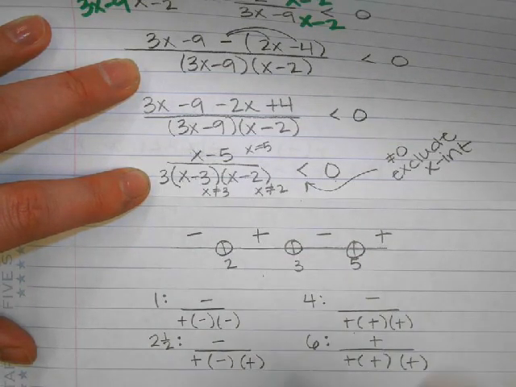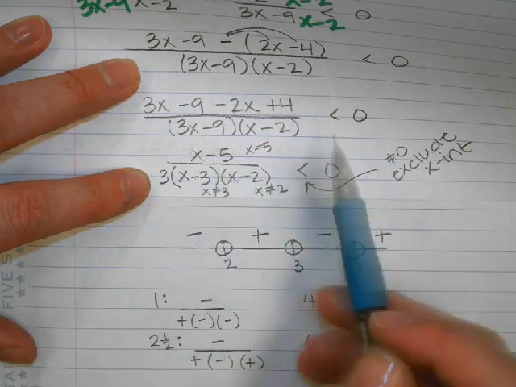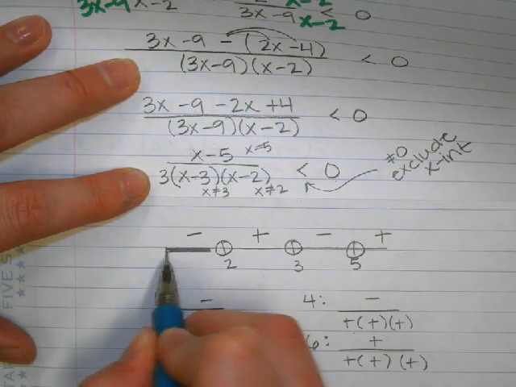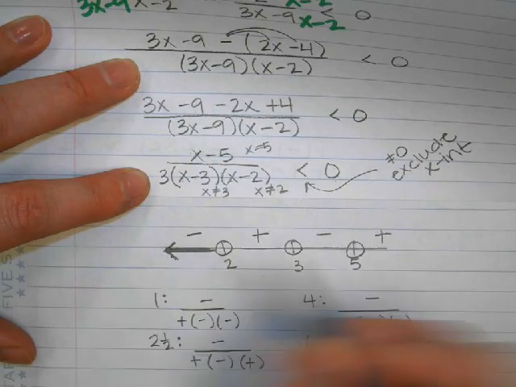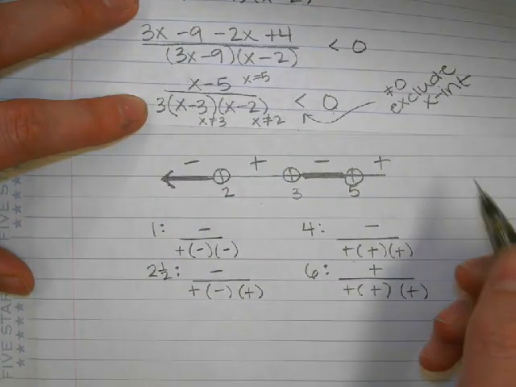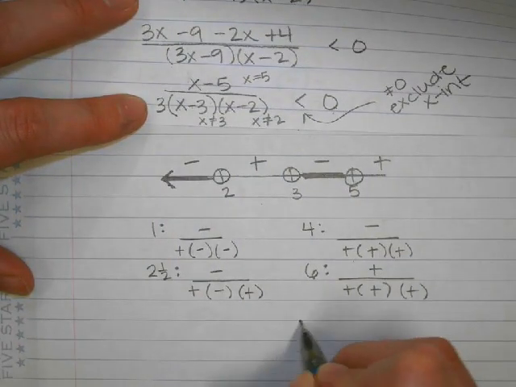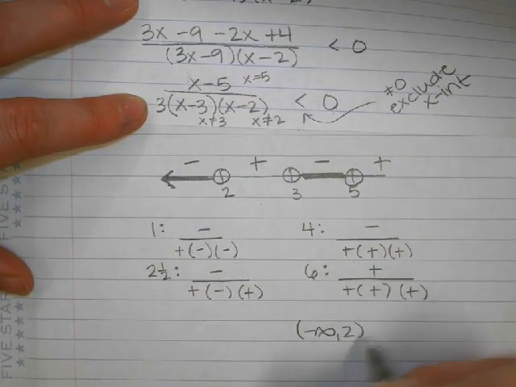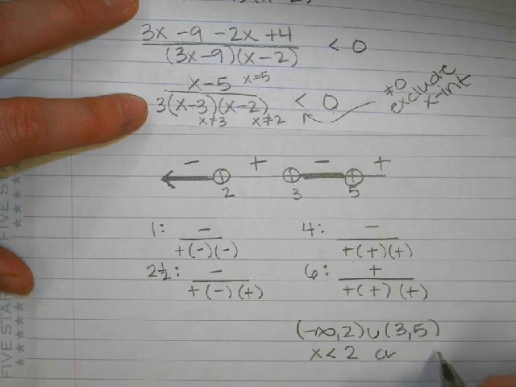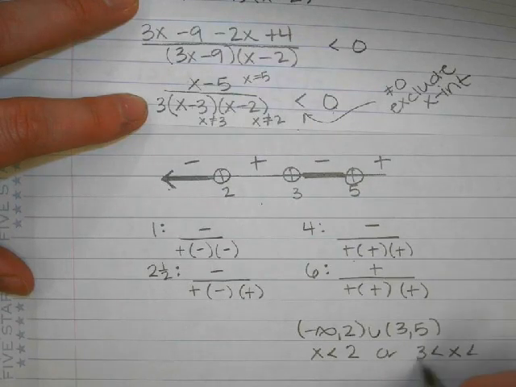All right, so we are choosing the intervals that are less than 0. And so that means that we are choosing this interval right here and this interval right here. So our solution to the inequality is going to be from negative infinity to 2 and from 3 to 5. Or you could say x is less than 2 or between 3 and 5.